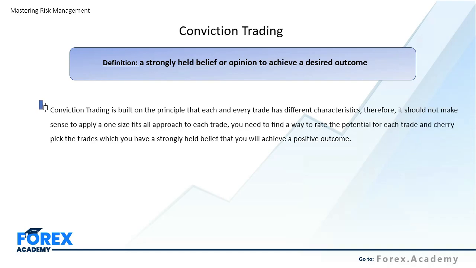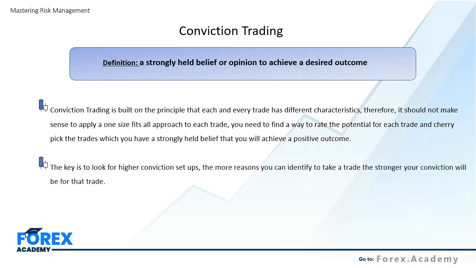So conviction trading is built on the principle that each and every trade has different characteristics. Therefore, should it not make sense to apply a one-size-fits-all approach to each and every trade? That doesn't necessarily seem to make much sense. So what you need to do is to find a way to rate the potential for each and every trade and almost cherry pick the trades which you have a strong held belief that you will see and achieve a certain positive outcome from. And that's what conviction trading is all about.